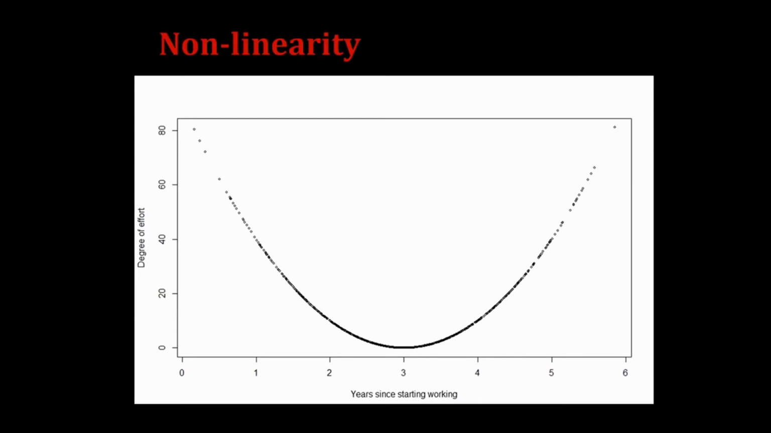In these variables, degree of effort and years since starting working, the degree of effort diminishes up to 3 years after starting working, but after that the degree of effort increases. So there is a relationship between these two variables. That relationship is not captured by the correlation coefficient, which will be 0, because it is a non-linear relationship. We need a curve rather than a line to reflect the structure of the relationship.